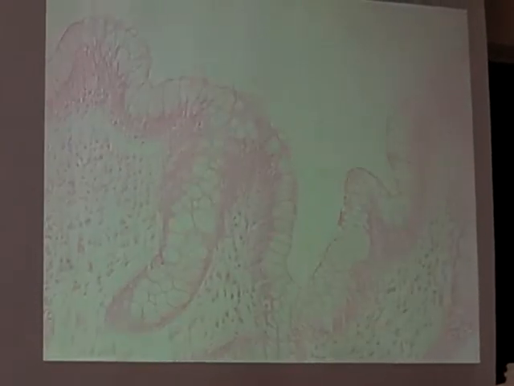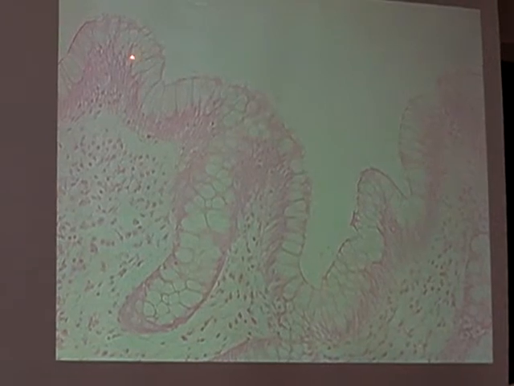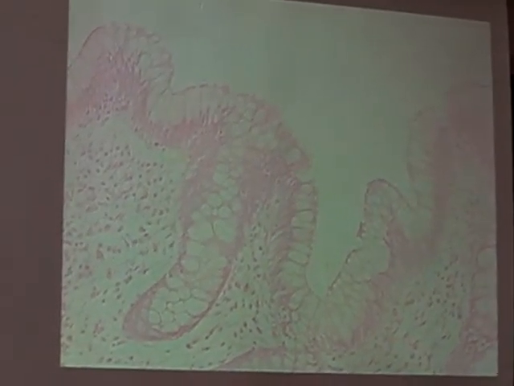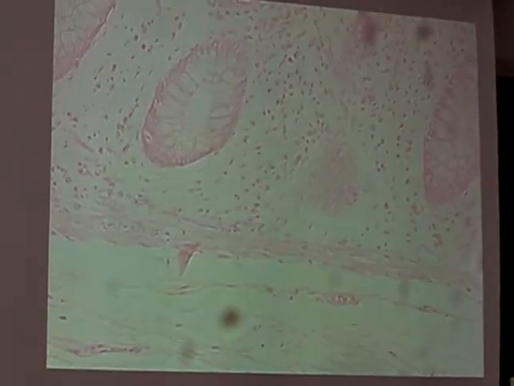See, a lot of those are goblet cells. Oh, so there's a lot more in this one than in the previous one. A lot more goblet cells.